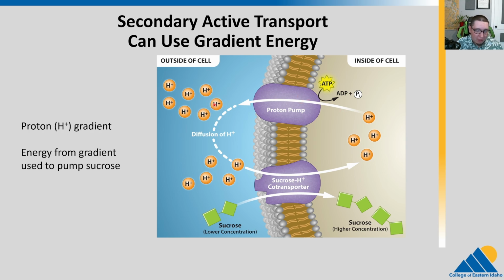Now, of course, this hydrogen ion gradient was created through a proton pump. These are protons. H plus is a proton. We've spent ATP over here. So to actually move the protons, the hydrogen ions, we've spent ATP. That's primary active transport. But then this is secondary active transport to bring the sucrose in.